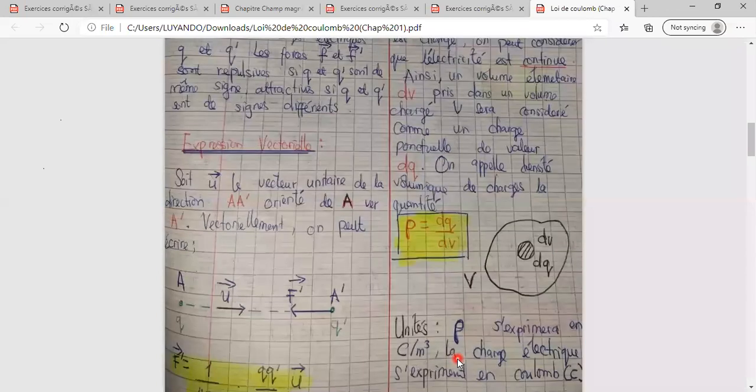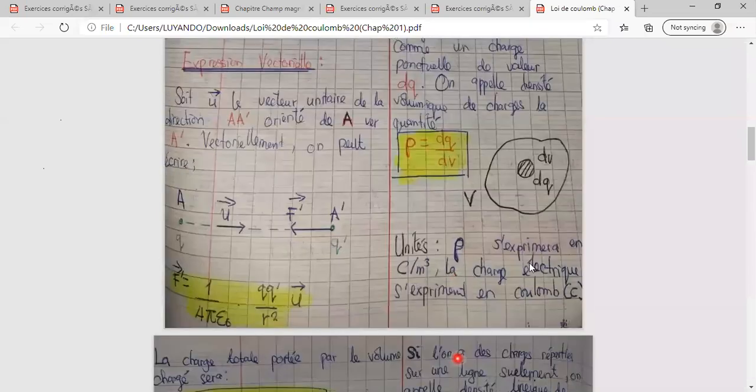Then unité: rho s'exprime en Coulomb per meter cubed. Charge is measured in coulombs, and volume in meters cubed. La charge électrique s'exprime en Coulomb, which is what we have there.